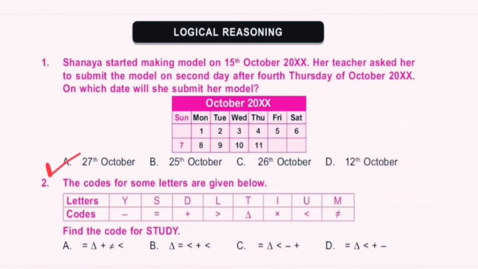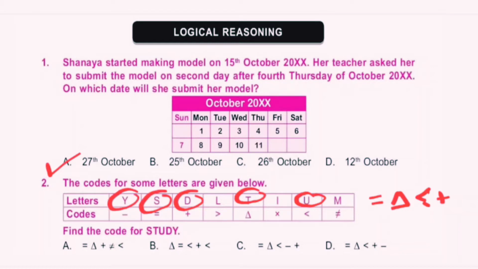Question number 2. The code for some letters are given below. Find the code for study. So here S is, then T, U, D and Y. So this is the code for study. D is the right answer.